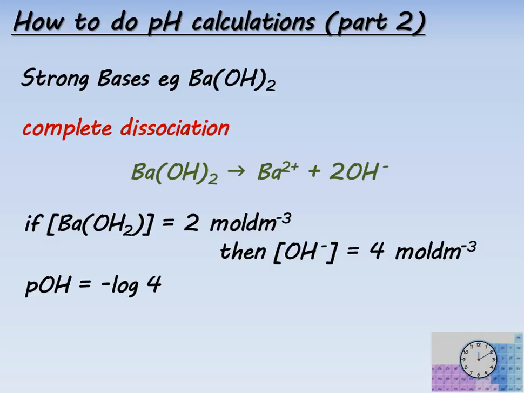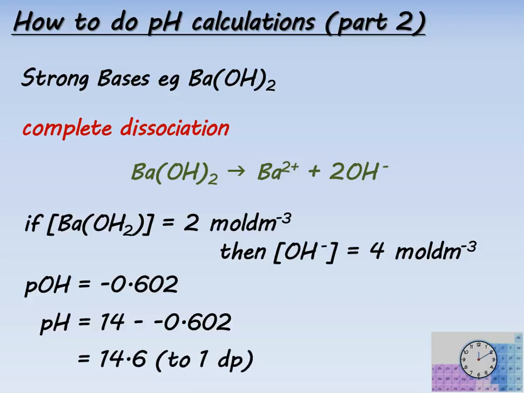Doing the pOH method again, pOH is negative log 4, which is negative 0.602. Put that into the rearranged pKw equation, and assuming we're at 298 Kelvin, we get 14 minus negative 0.602, which of course is 14.6 to 1 decimal place.